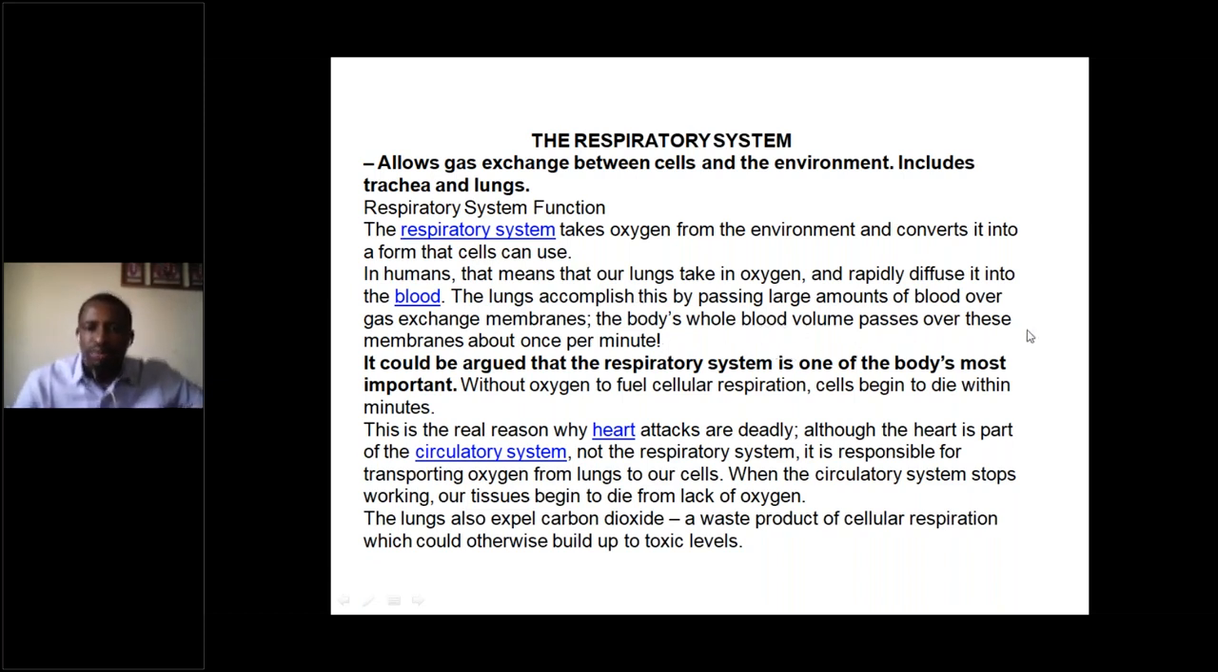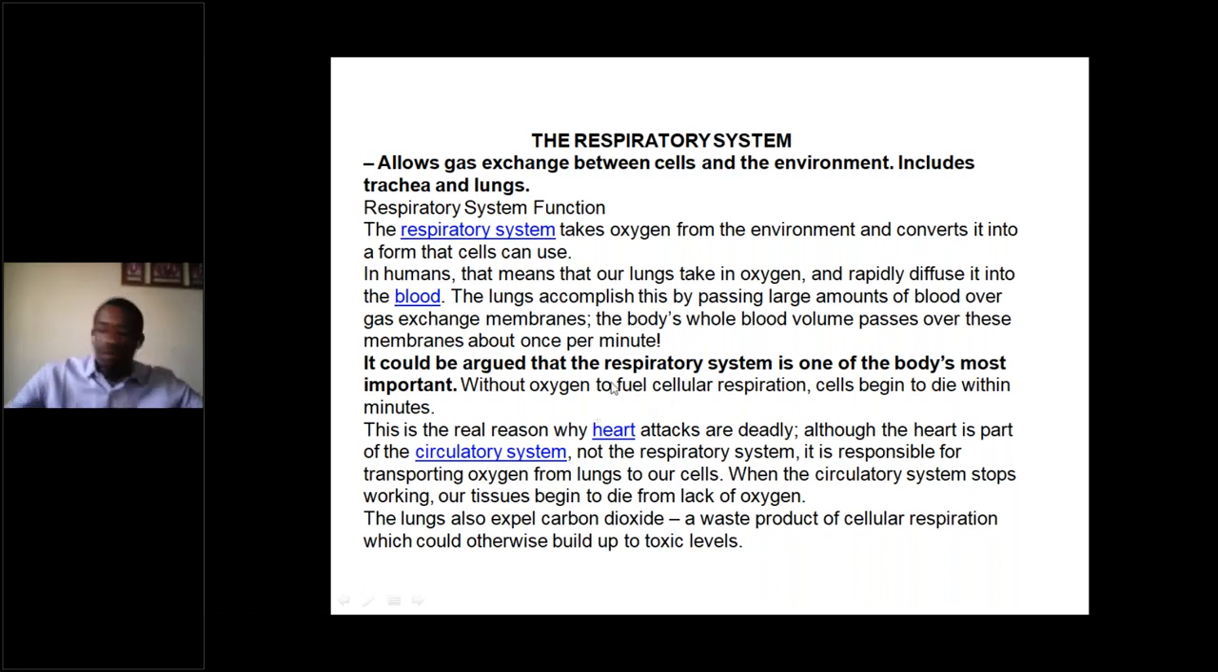The body's whole blood volume passes over this membrane about once per minute. Wow, that's interesting. The whole blood you have in your body passes through this membrane once per minute. That helps to ensure that a lot of the oxygen that you breathe from outside is picked up and sent on. Okay, so it could be argued that the respiratory system is one of the most important, and it's true, it's one of the most important systems.